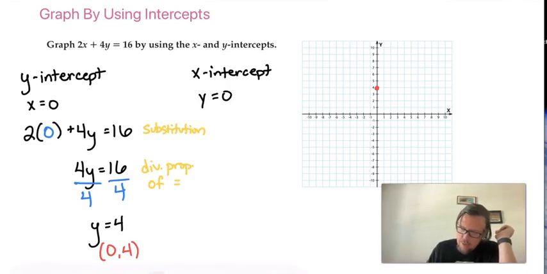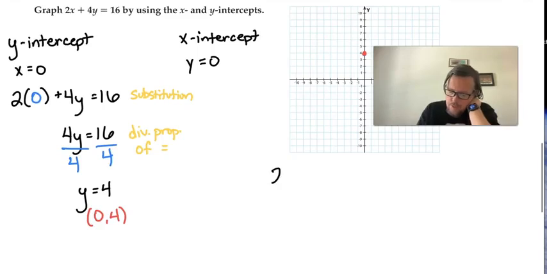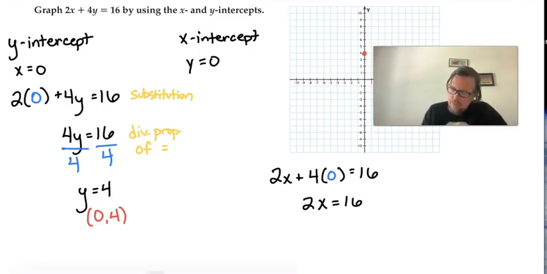So we're going to take the same equation and I'm going to actually, let's move this. I've got some room to work. Let's do 2x plus, and then we'll do 4 times y. The y in this case is going to be 0 because we're finding the x-intercept, equals 16. 4 times 0 is 0, so that's going to go away, leaving us with just 2x equals 16. Okay, so that was substitution.